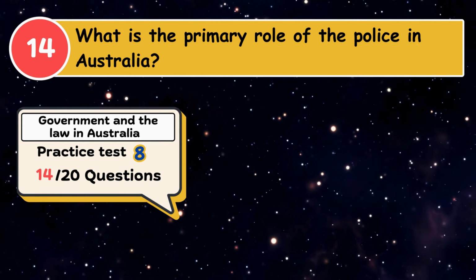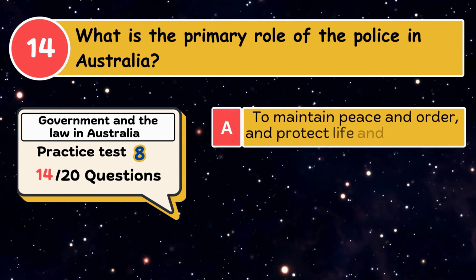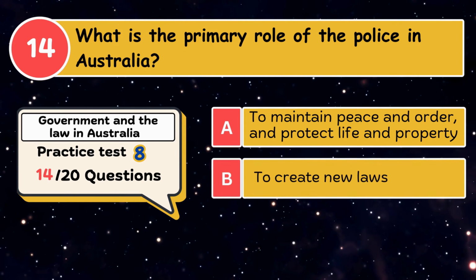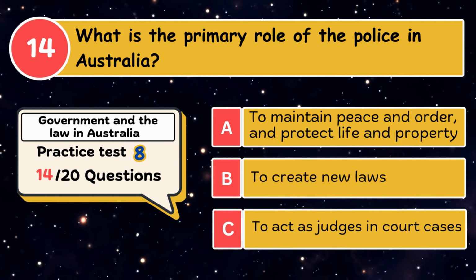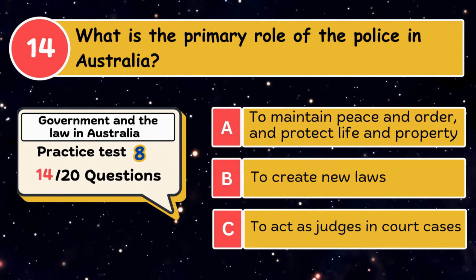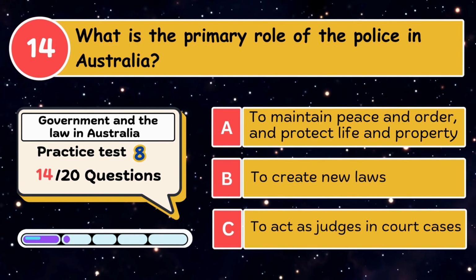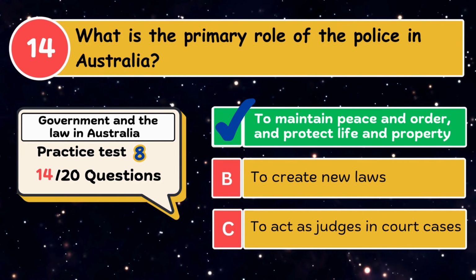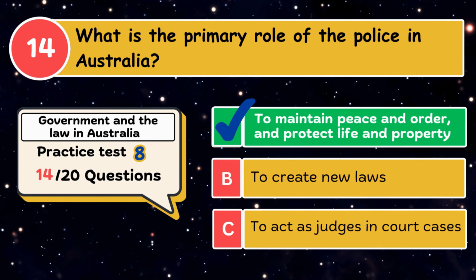What is the primary role of the police in Australia? A. To maintain peace and order and protect life and property. B. To create new laws. C. To act as judges in court cases. The correct answer is to maintain peace and order and protect life and property.